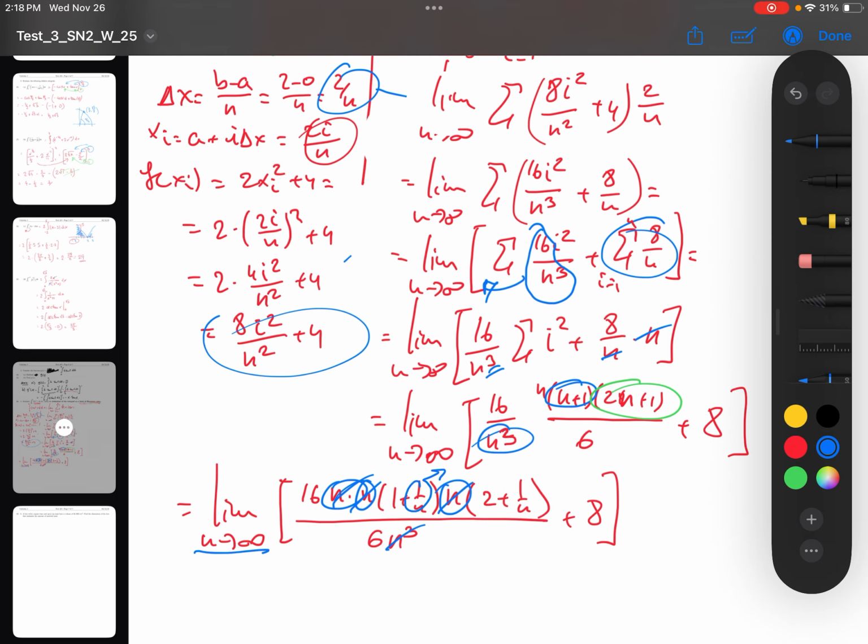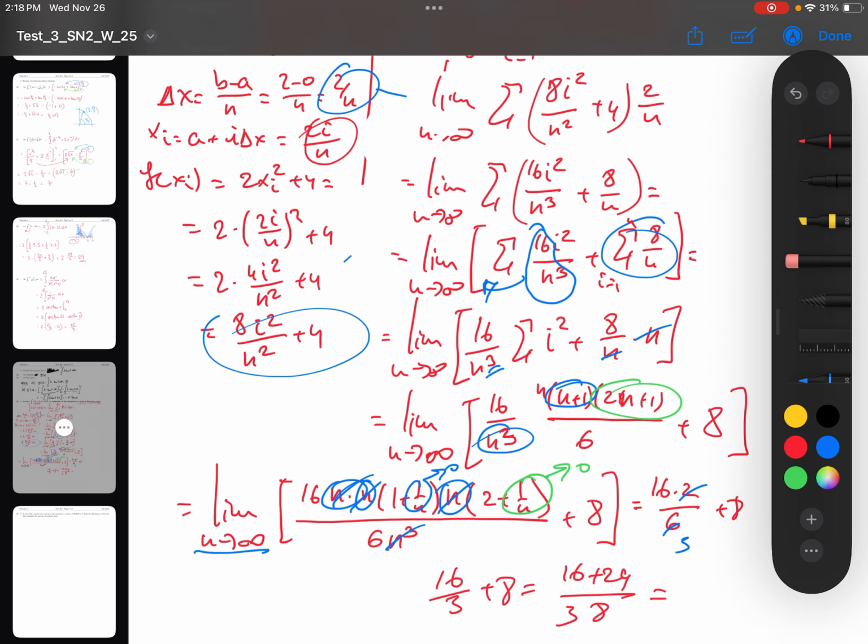As you send n to infinity, 1 over n goes to 0. In this factor, 1 over n goes to 0. And we have 16 times 2 over 6 plus 8. This and this cancel, 3. So I have 16 over 3 plus 8, or that's 16 plus 24 over 3. And that's equal to, I guess, 40 over 3.